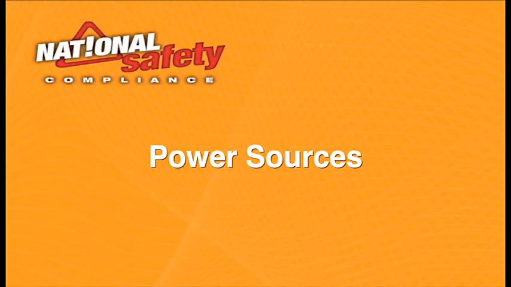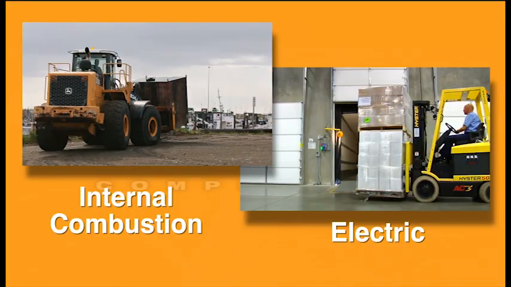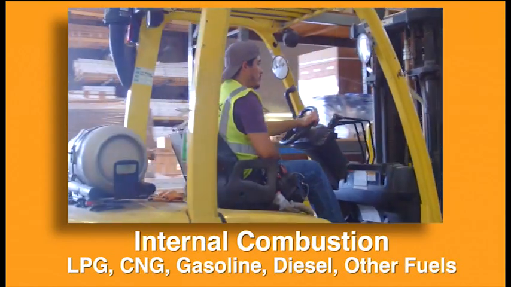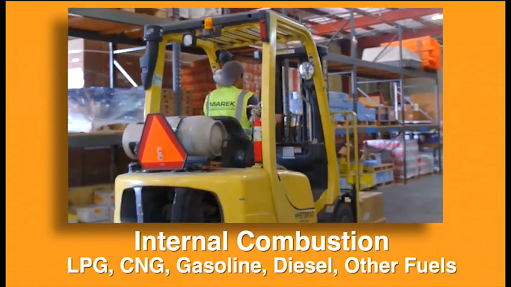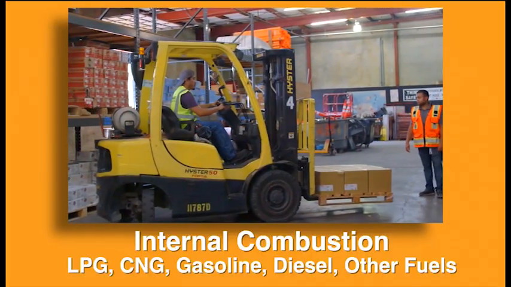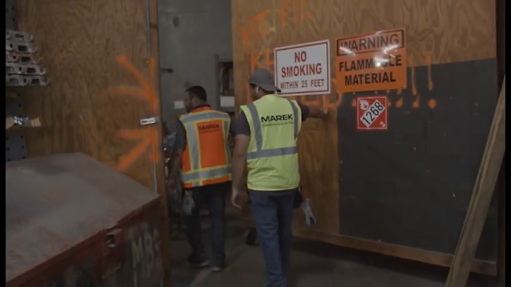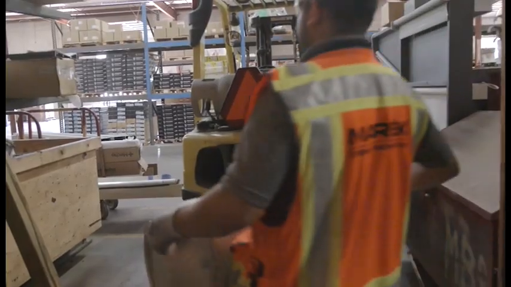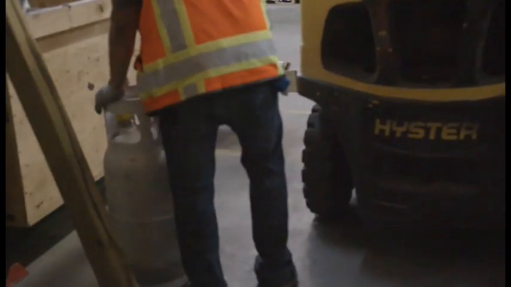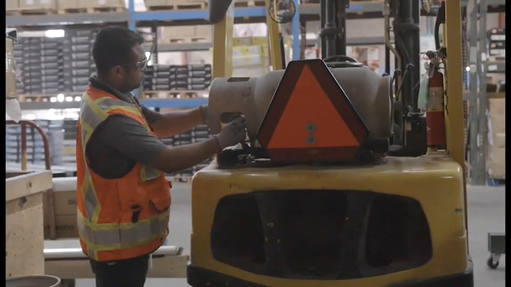Power sources. Currently, there are two main power sources for powered industrial trucks: internal combustion and electric. Internal combustion runs on liquid petroleum gas (LPG), compressed natural gas (CNG), gasoline, diesel, or other fuels. Refueling can be dangerous. Make sure you refuel only at designated safe locations and always turn off the engine before refueling. Never smoke while refueling and follow all safety instructions of the manufacturer and your employer.